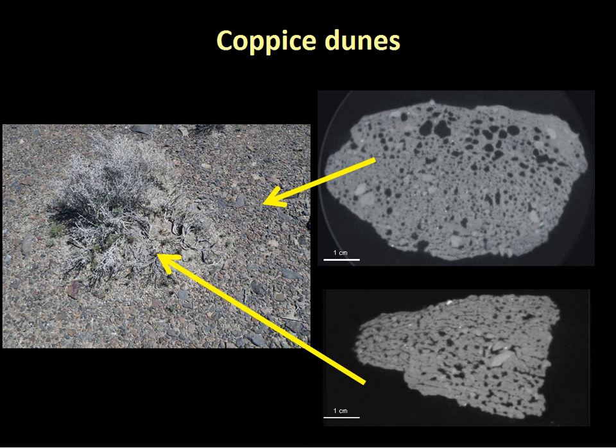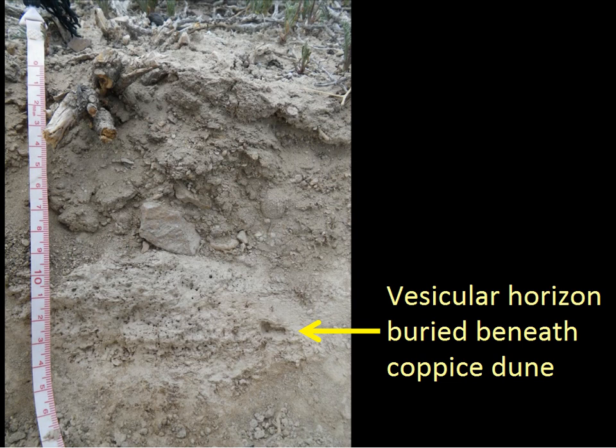And these are slices from CT scans. And here, just looking at these slices of CT scans, you can actually see there's a much more pronounced difference than we saw with the tire track. We start out with much larger vesicular pores, and these are collapsing, and you see better expression of platy structure in this CT scan from beneath the coppice dunes.